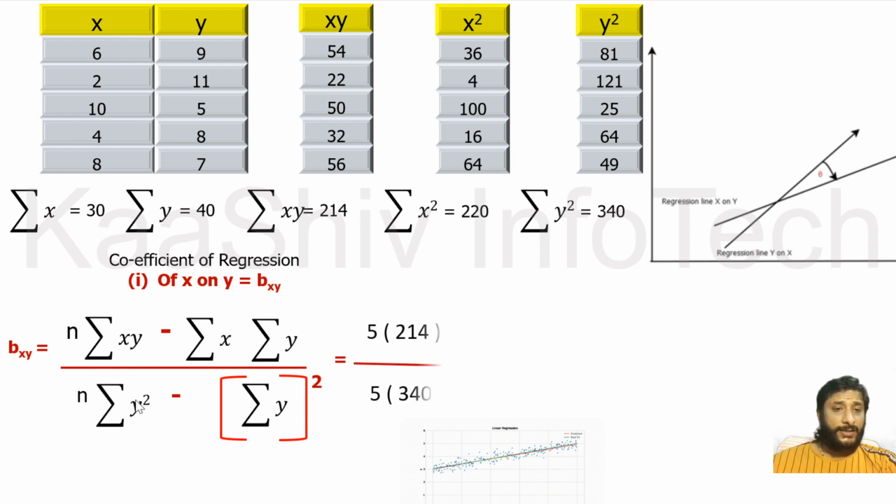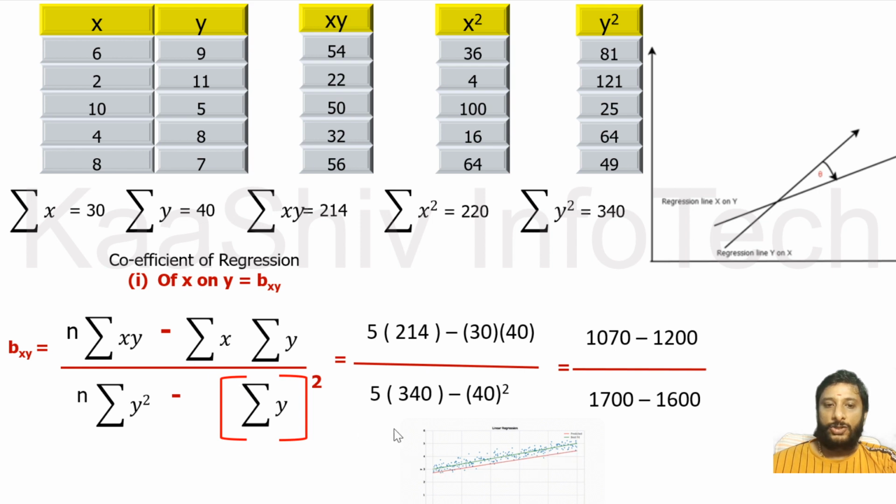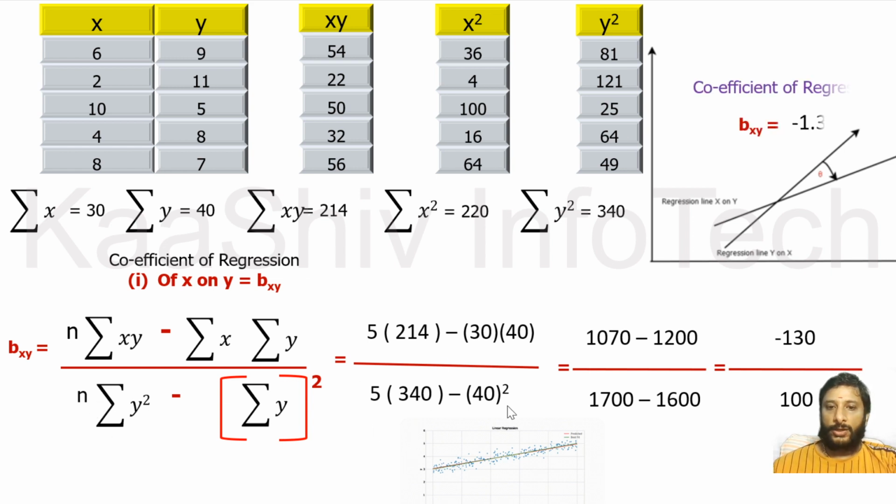Over here the numerator, n into xy minus x into y, is the same, but in the denominator I'm trying to change it. You get n into y square minus summation of y whole square. Substituting the values, n is 5, so 5 into 214 minus 30 into 40 divided by 5 into y square 340 minus summation of y whole square. You get the coefficient of regression of x on y as minus 1.3.